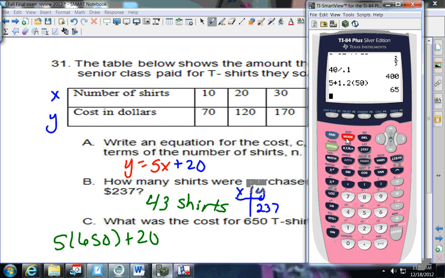So I go here, and I take 5 times 650 plus 20. Press enter. So it'd be 3,270.